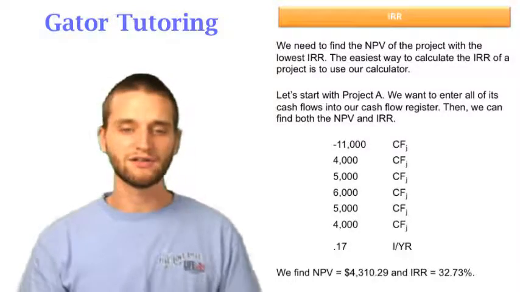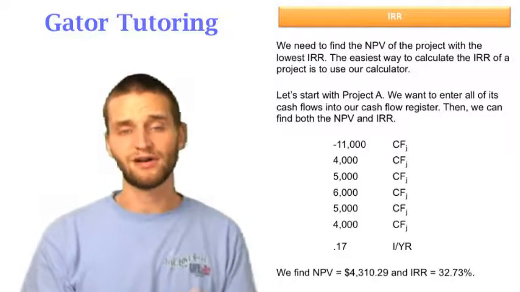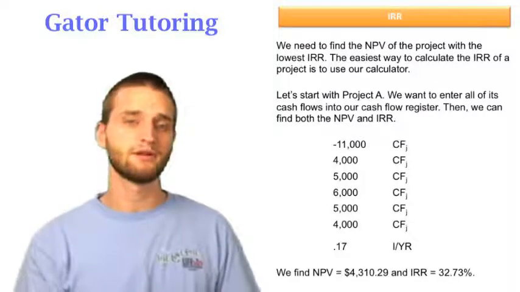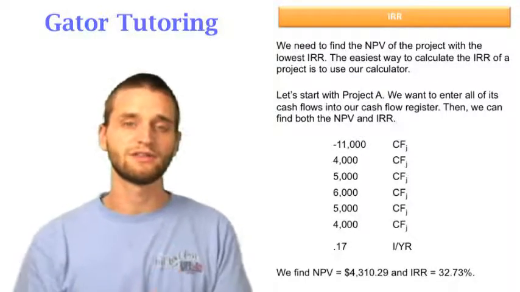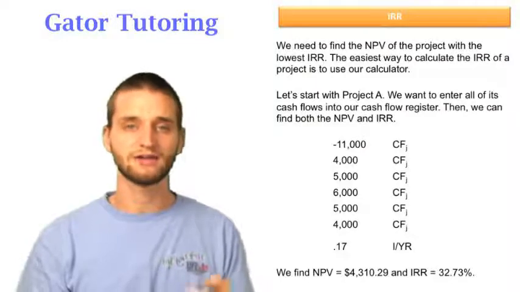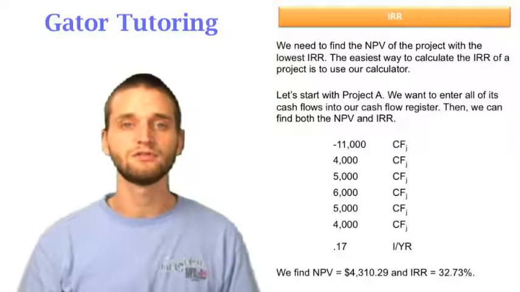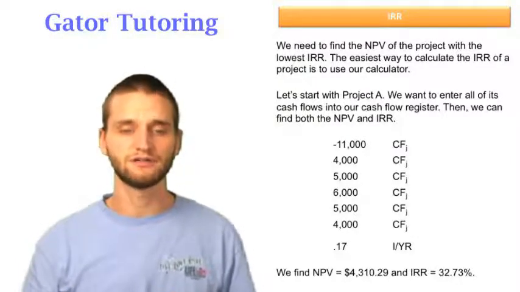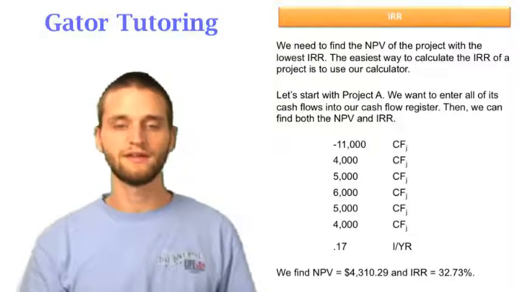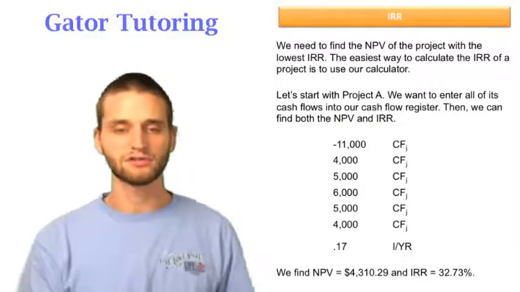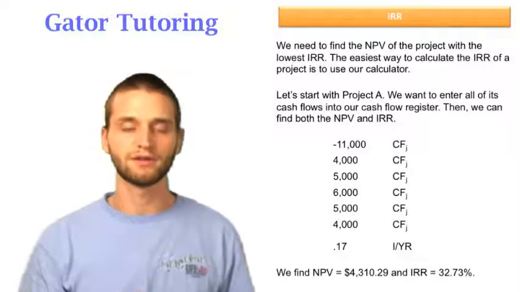And we also can find the internal rate of return. Remember, that's the rate of return, the discount rate that would give us a net present value of 0. It's the discount rate that exactly equates the present value of our cash outflows with the present value of our cash inflows. And when we press that, we find that the internal rate of return on this project is 32.73%.